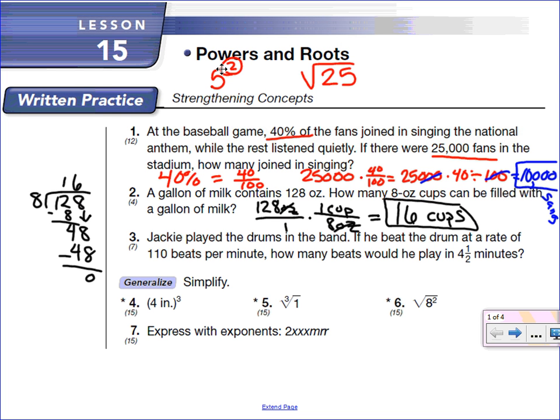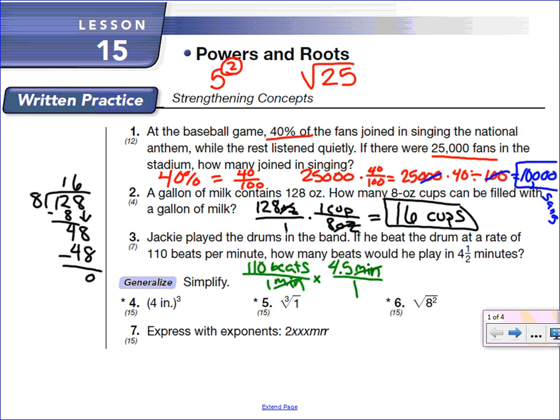Jackie played the drums in the band. If he beat the drum at a rate of 110 beats per minute, how many beats would he play in 4.5 minutes? So 110 beats per 1 minute, and then I'm going to multiply that. I want to cancel out minutes, so the minutes will go up here. I could write it as 4 and a half, but it's easier in my brain if I convert that to the decimal 4.5. They mean the same thing, so you can do them either way.